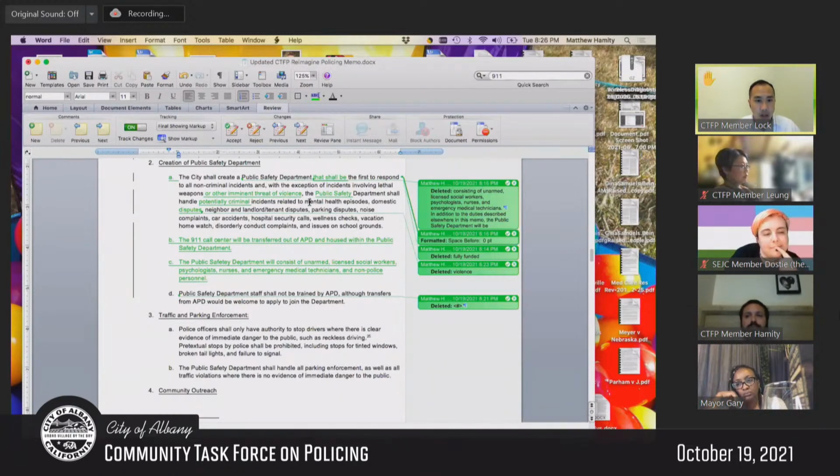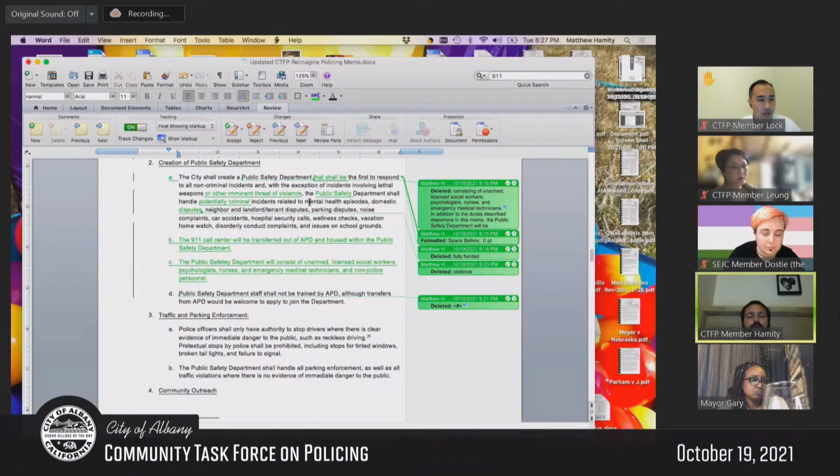And the last category that's listed here is issues on school grounds. Do we want to be that broad, or was that the intent, to be that broad to totally exclude a police response from issues on school grounds, even those that may perhaps pose serious safety risk? It's just a question if that was the intent.